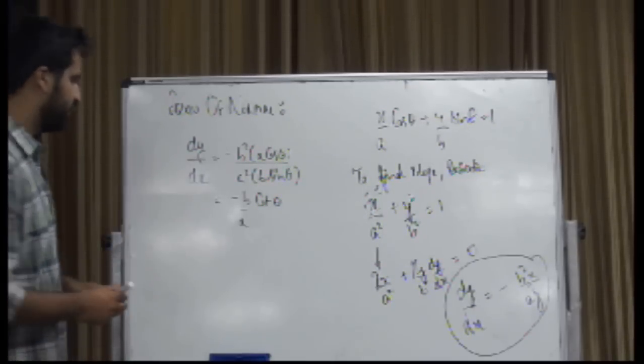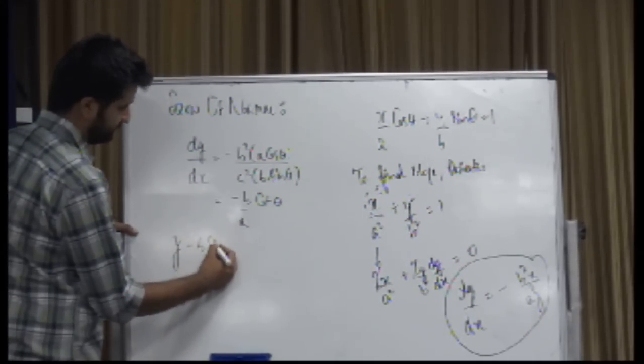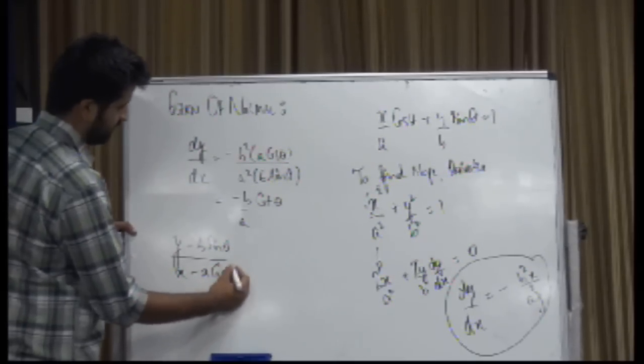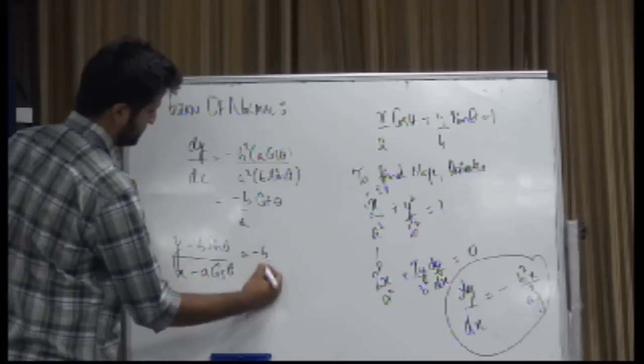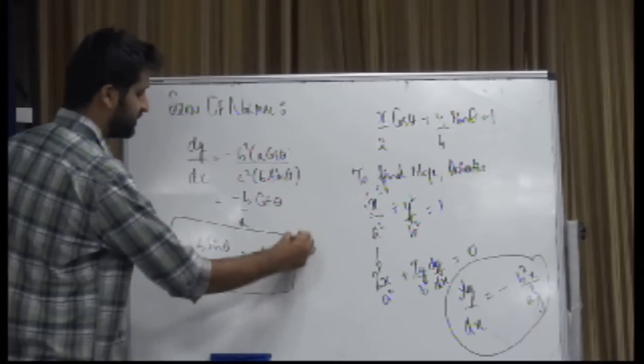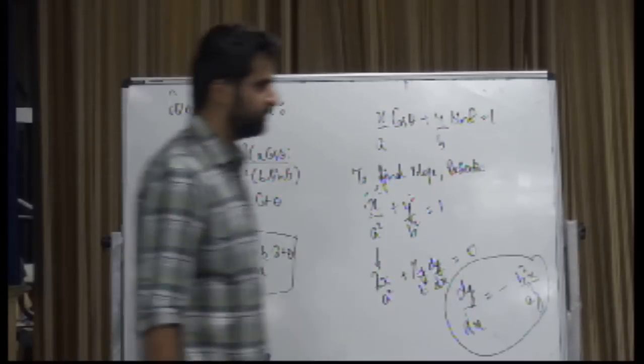Now can you find the equation of the normal? It will be y minus b sin theta equals, x minus a cos theta, times minus b by a cot theta. So this will be the equation of the normal. Just rearrange the terms and make it more presentable.